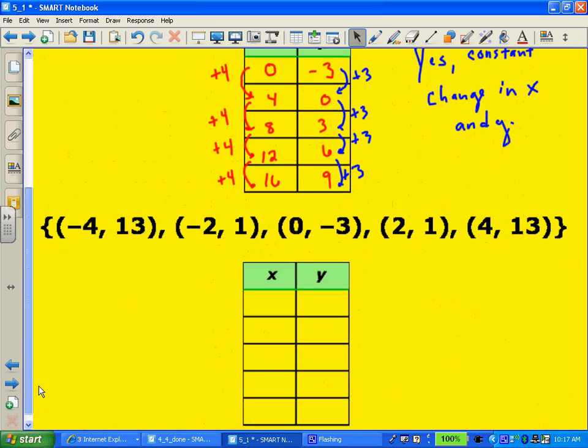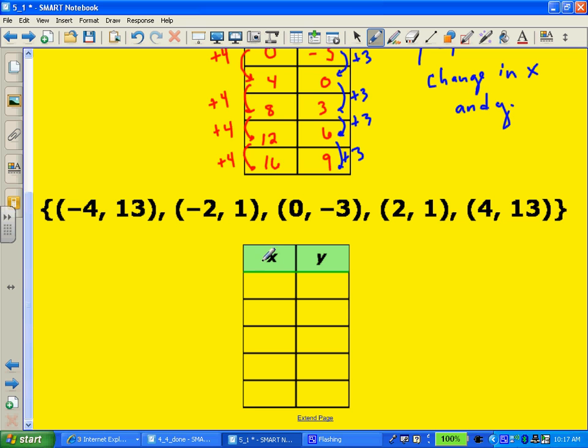Okay? Let's look at one more. So once again, we're going to take these ordered pairs, put them in a table. So from negative 4 to negative 2 is plus 2. From negative 2 to 0 is plus 2. 0 to 2 is plus 2. And 2 to 4 is plus 2.